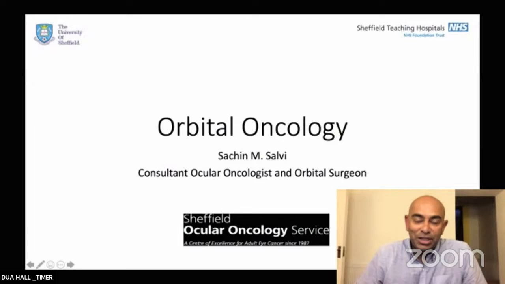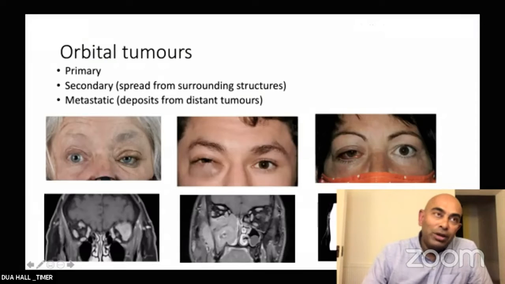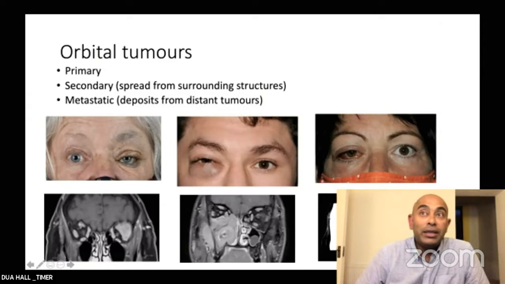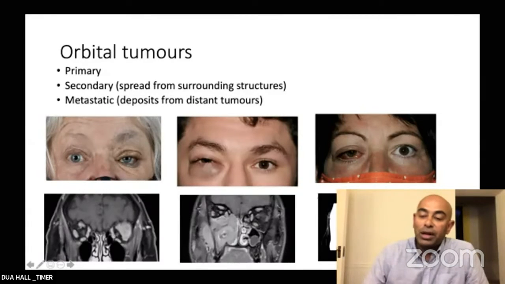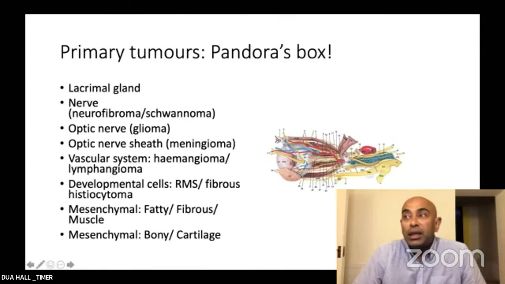Everybody, my keynote lecture today is on orbital oncology. What we know is around 20% of orbital pathology is orbital tumors, and of these, around 50% can be malignant. Orbital tumors can be primary, as shown in the left-hand side image, a patient with a primary orbital melanoma from oculodermal melanocytosis, can be secondary, as in spread from surrounding structures, as in this patient with a maxillary myxoma spreading to the orbit, or metastatic, as in the right-hand side picture, a patient with a neuroendocrine metastatic deposit to the right orbit.